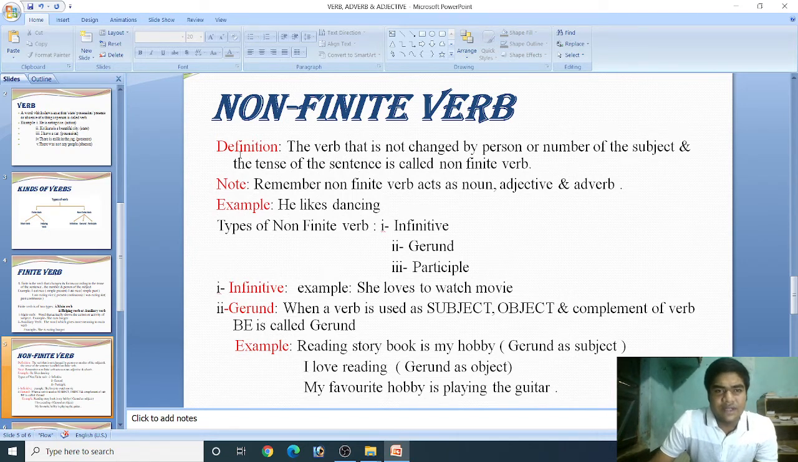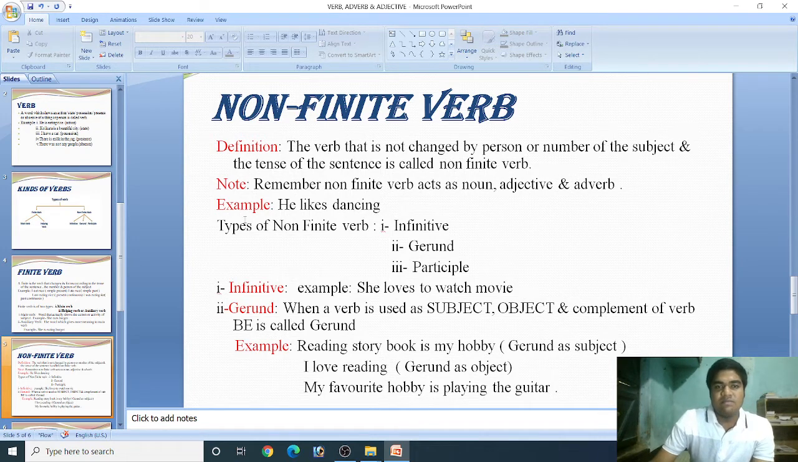Let us first understand the definition: the verb that is not changed by person or number of the subject. Here is an example: he likes dancing. He is the subject here, and likes is the main verb. Dancing comes from the verb dance, but it is not functioning as a verb in this sentence. It is functioning as an adverb here. So this one is a non-finite verb.